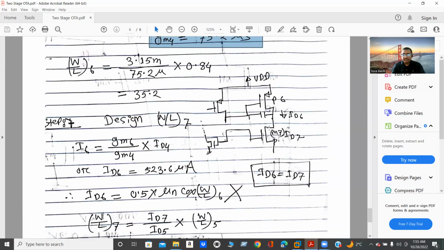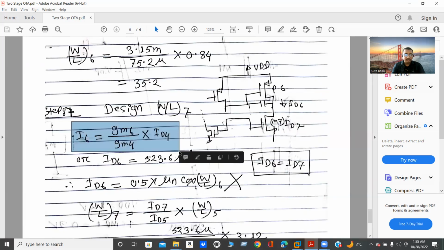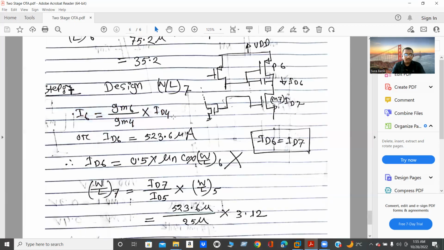And you can see this is my second stage, my PMOS, and there is one NMOS. And there is the same current flow through my PMOS as well as NMOS. So ID6 should be equal ID7. So let's try to find ID6. As I told you, this PMOS and this PMOS in current meter configuration, if you see, then this formula is also true. And from there, we can calculate the ID6.